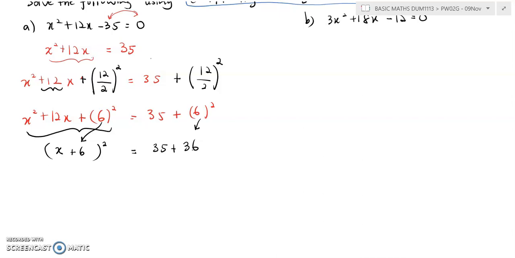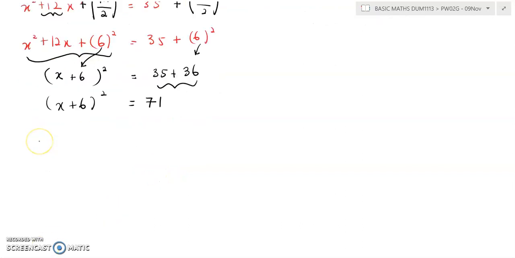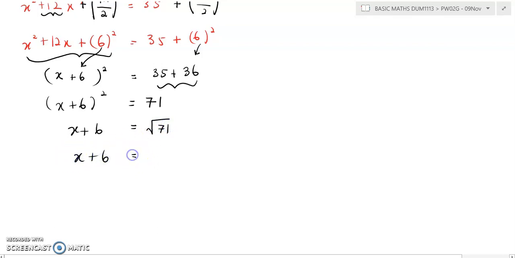So the next step is just to solve this equation. So x plus 6 squared equals, this one you can simplify into 71. And then x plus 6 equals the square root of 71. So x plus 6 equals plus or minus the square root of 71. Okay, since we have plus or minus here, we have two solutions to this problem.